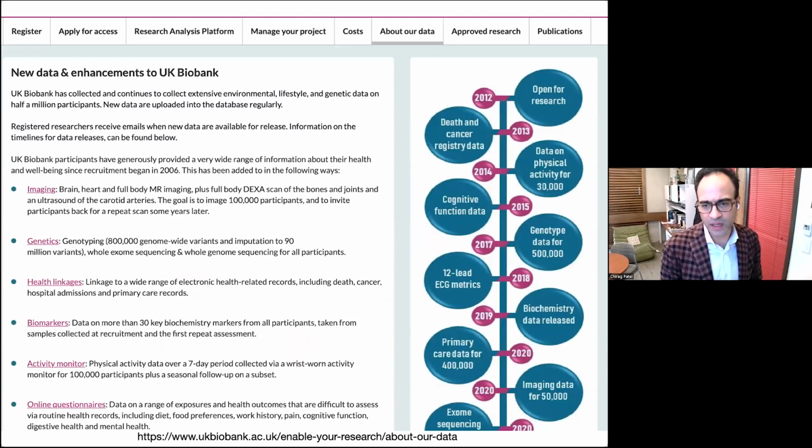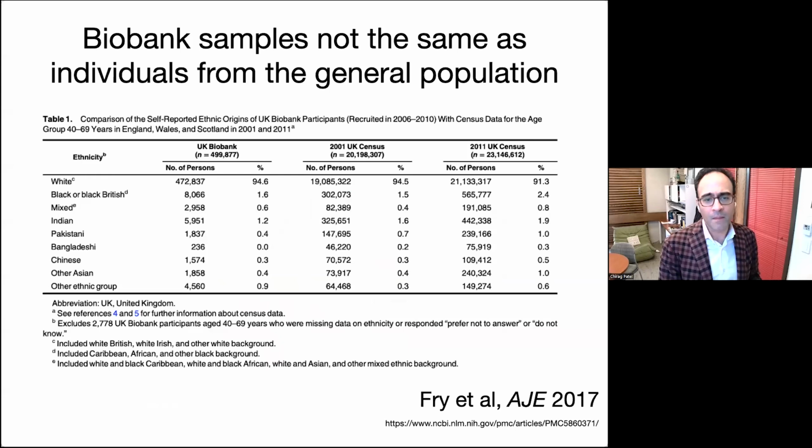There are amazing convenience sample data sets that have been linked to cancer registries, like the UK Biobank, with image data, genetic data, exposure data, omics data. But also what we have to deal with when harmonizing these cohorts is understanding the inferential quality of where we can generalize, where we cannot. Of course, biobank samples are convenience samples. They're not the same as individuals from the general population, as Fry and others show, that you have a different population that you're studying in the UK Biobank versus those that are collected in the general population.